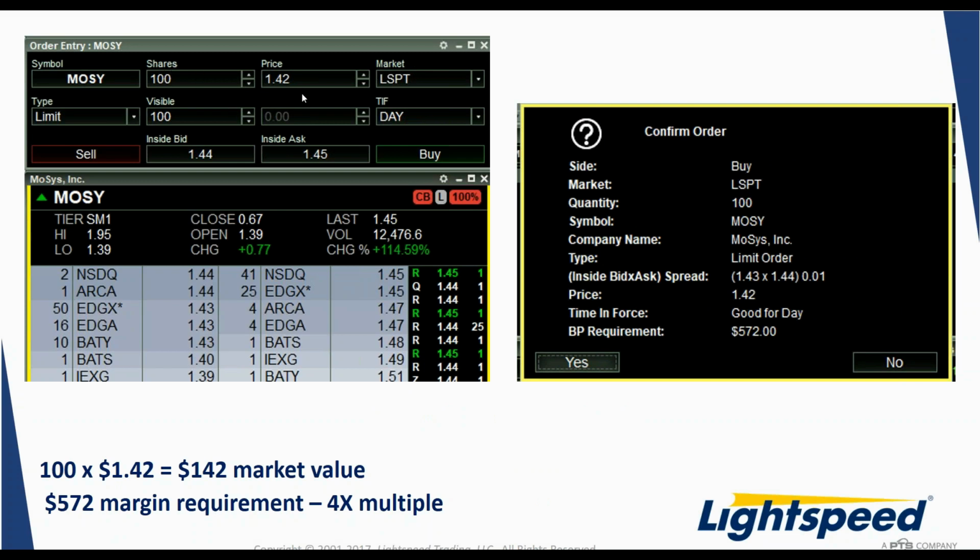100 shares times 142 is 14,200 market value. But if you see here, my BP requirement is 4 times that amount because I'm on a 4 times multiple in the platform. So since I have a buying power of 100,000, it's taking out 4 times the requirement for this position. If it didn't, then let's say it only took out the $142 out of my $100,000 buying power, that would give me way too much stock at a leverage. This one is not leveraged, so I could only purchase $25,000 worth of this security.